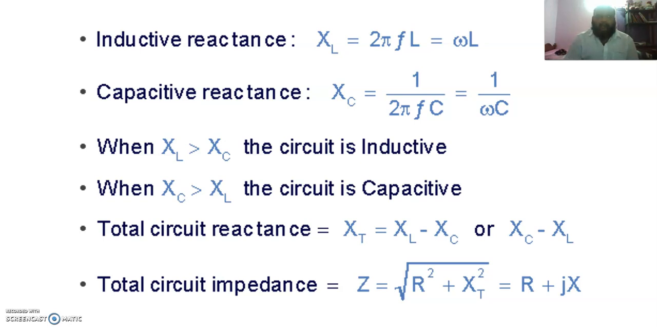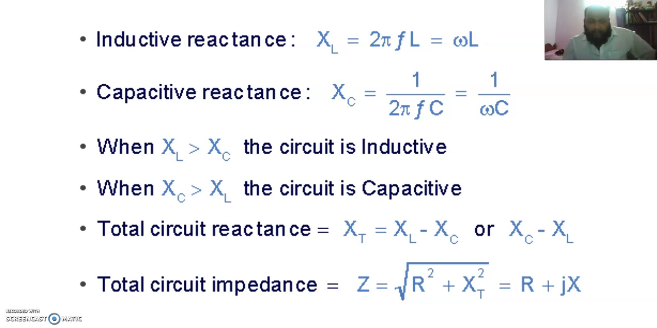So in such scenario, if you want to see which is dominant, then by seeing the reactance value, when XL is greater than XC, the circuit we can call as inductive, and when XC is greater than XL, the circuit we can call as capacitive. So when we want to calculate the total circuit reactance, that is XL minus XC or XC minus XL based on which is having higher value. If you want to calculate the impedance with correspond to reactance, Z is equal to root of R square plus XT square, where XT is the total reactance.